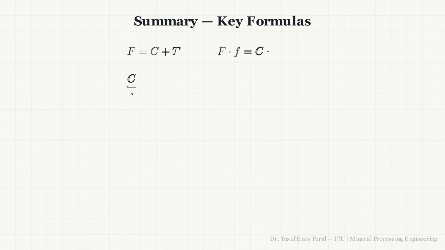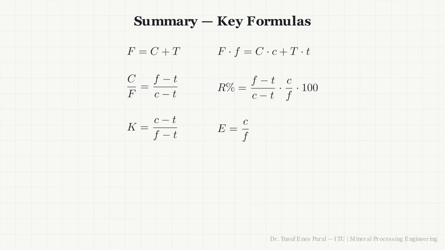So there it is. One law, conservation of mass, gives us the two-product formula. And from it, yield, recovery, concentration and enrichment. The same tools for metal, water and size.